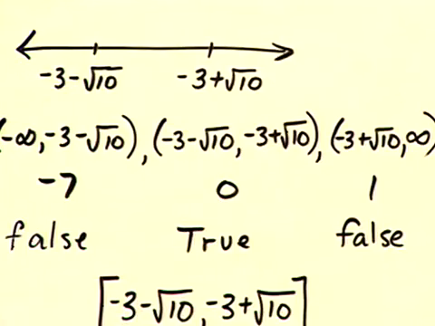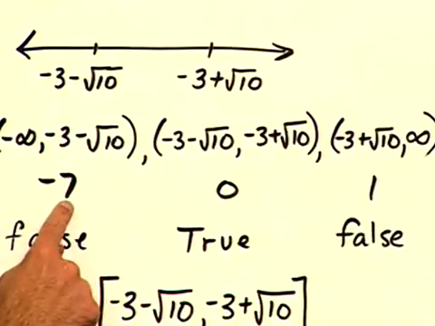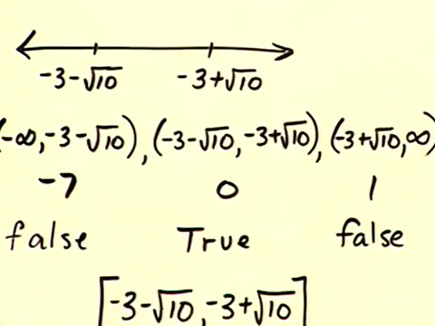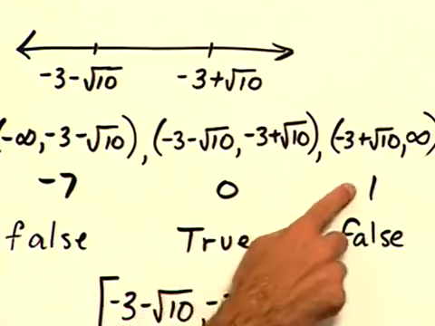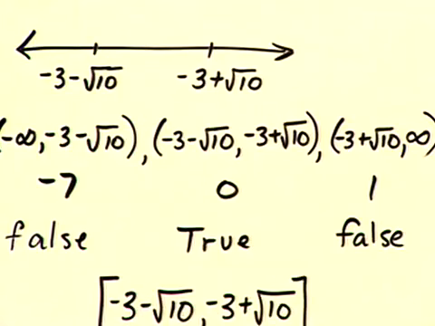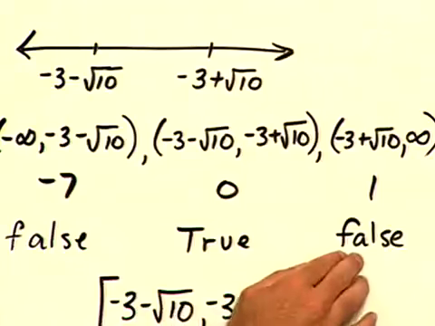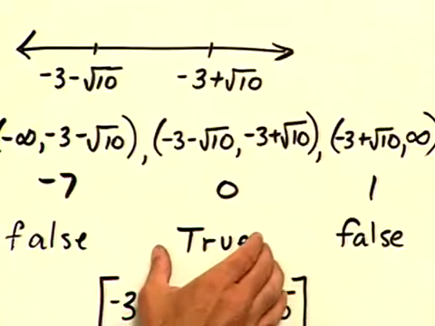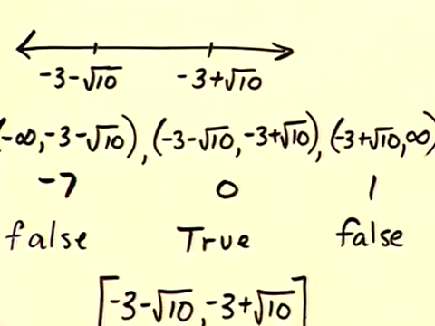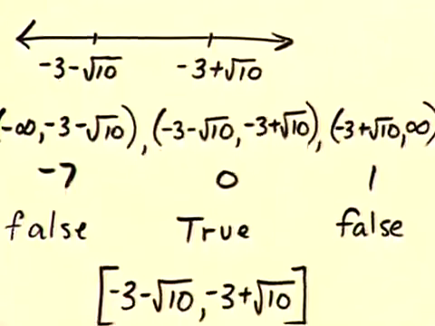And as I test this first one, which is negative 7, it comes out to be a false statement. So negative 7, when we test it in the original quadratic inequality, does not come out to be true. If I test 0 in the quadratic inequality, it does come out to be a true statement. If I test 1 in that quadratic inequality, we also get a false statement. So the only time we get a true statement is in the interval between negative 3 minus the square root of 10 and negative 3 plus the square root of 10.